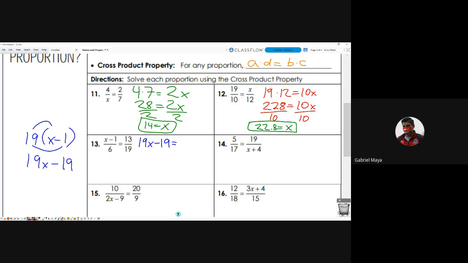and then what's 6 times 13? 78. 6 times 10 is 60, plus 6 times 3 is 18. 78. So 78. Okay, so now what?